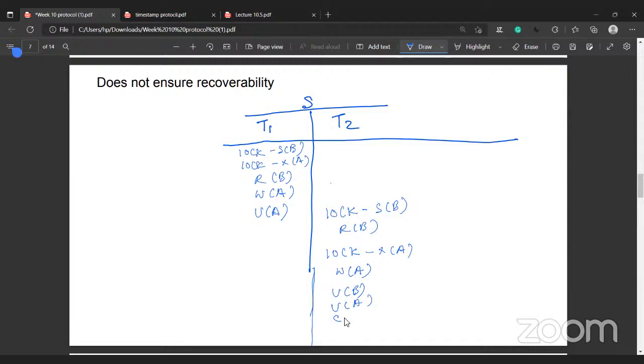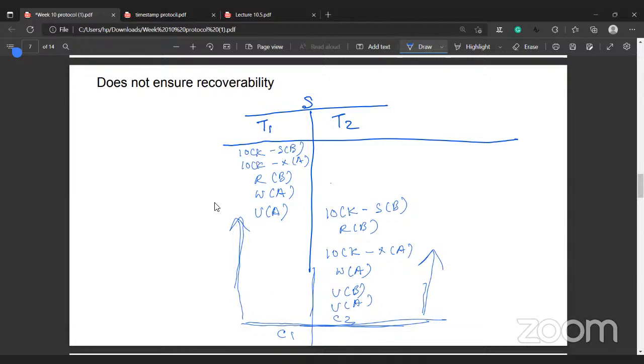Here suppose there is a commit and here also a commit. So suppose the transaction fails at this point. We can roll back T1, but we cannot recover T2 because the commit operation has already happened at this point, right? So we cannot ensure recoverability in the two-phase locking protocol.